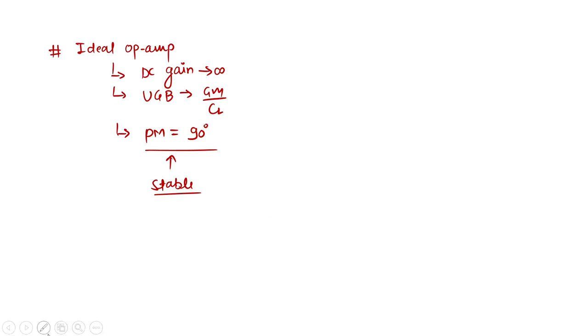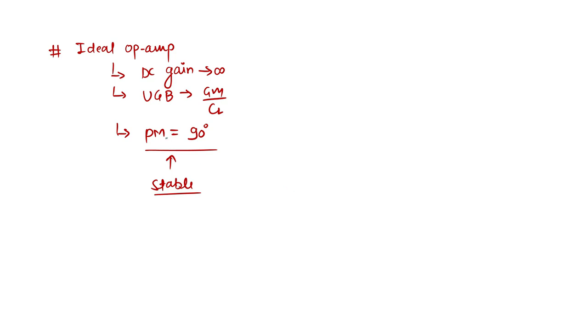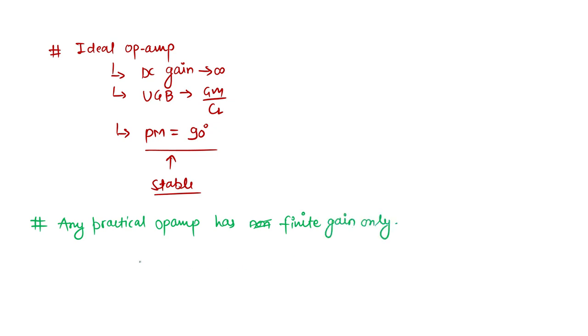But what is the problem actually? The problem with this transfer function is that we ideally will not get infinite gain. Any practical op amp has only finite gain. Ideally we want it to be infinite, but it is not possible actually. So what is the reason that it is not possible? We will see the reason.